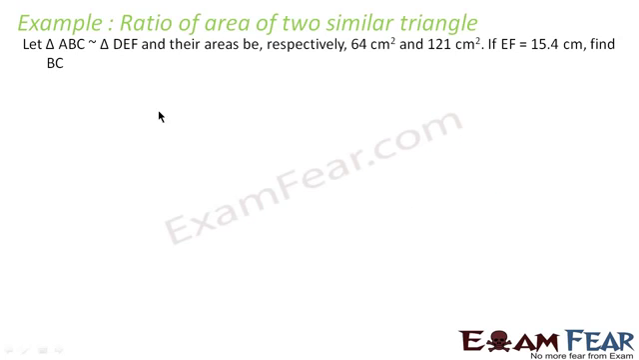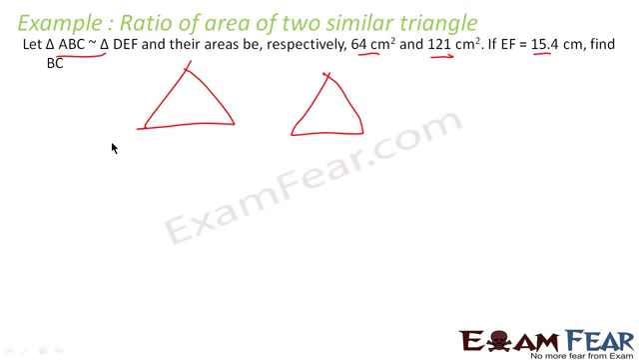Let's take some example. ABC and DEF are two similar triangles and the areas are 64 centimeters and 121 centimeters. If EF is equal to 15.4, we have to find BC. So let's draw this triangle first, right? A, B, C, D, E, F, right?